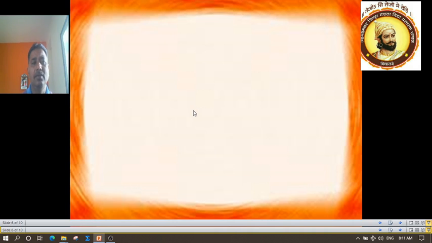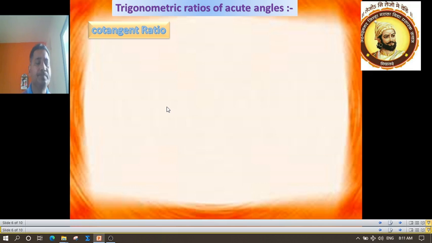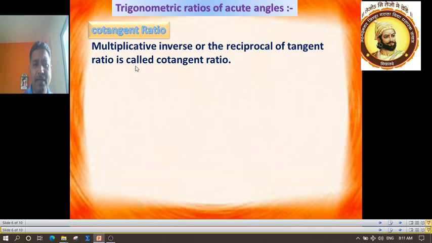Then the third ratio, that is the cotangent ratio. We know what is meant by tangent ratio. The tangent ratio is the ratio of the side opposite to angle theta to the side adjacent to angle theta. And the multiplicative inverse or the reciprocal of the tangent ratio is called the cotangent ratio.